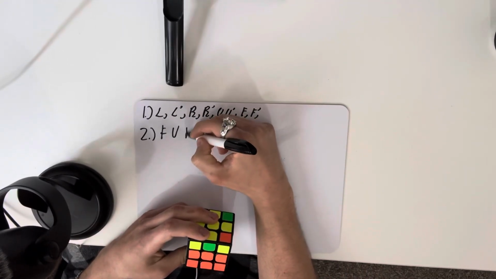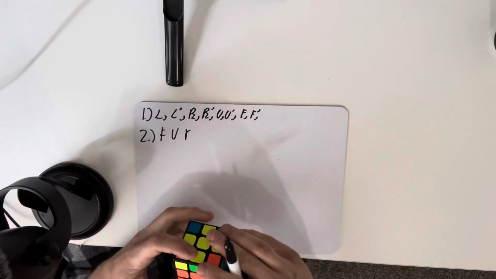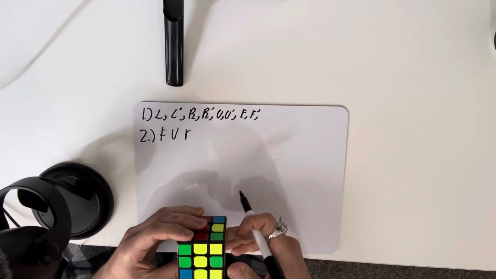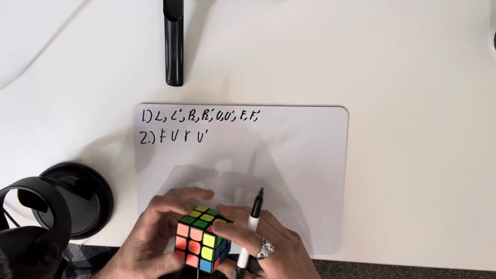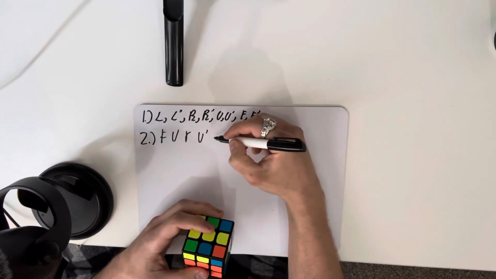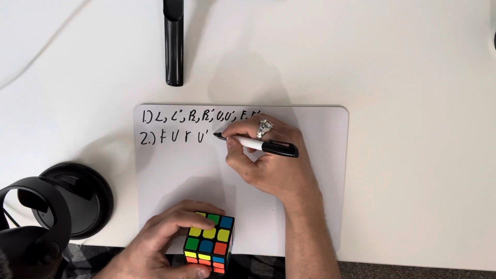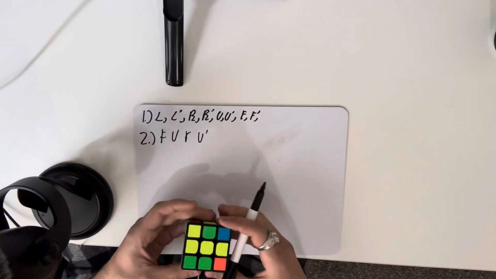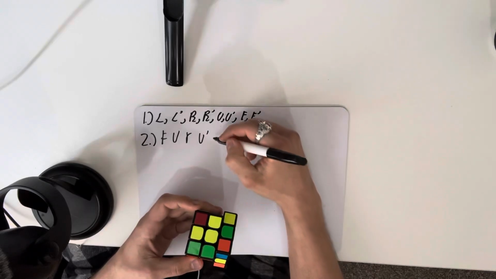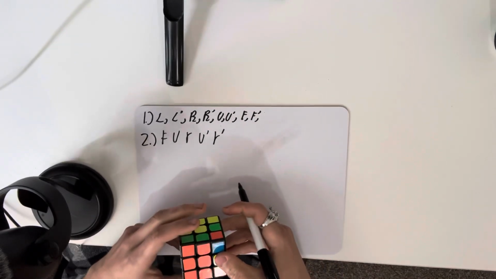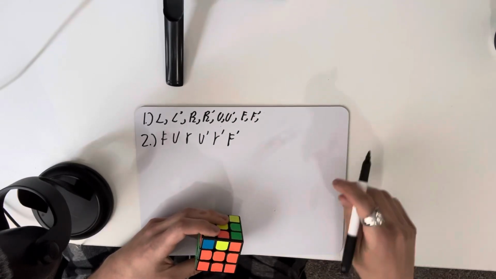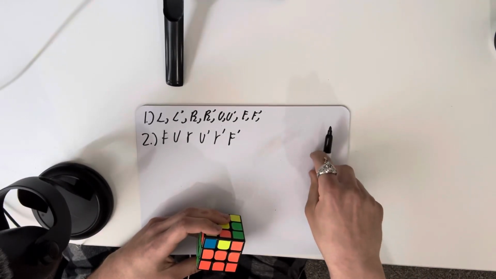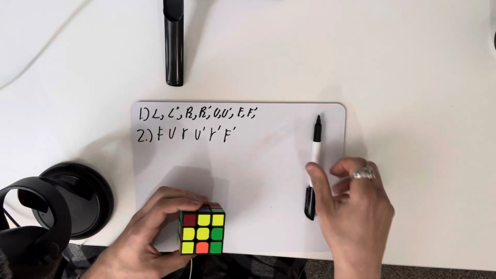F, U, R, U prime, R prime, F prime. F, U prime, R prime, F prime. It's very simple. I just haven't used that one in a long time.